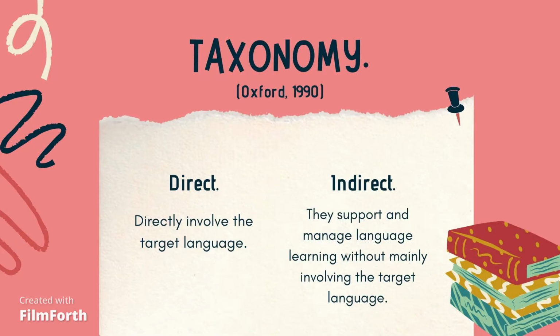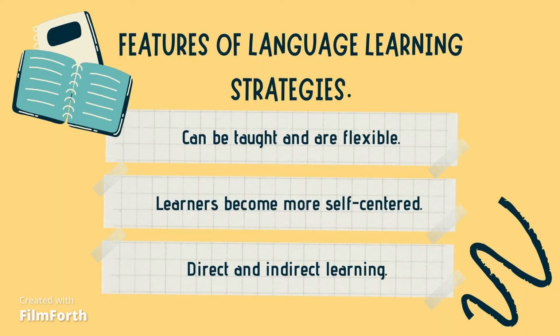Direct and indirect are the main characteristics of the taxonomy of Rebecca Oxford. Direct refers to involving the target language, and indirect supports and manages language, but is not the main focus all the time. As for the features of language learning strategies, we know that they contribute to the main goal, can be taught, and are flexible. This allows learners to develop some autonomy because often they are consciously selected. Learners become more self centered and could be on direct and indirect learning.